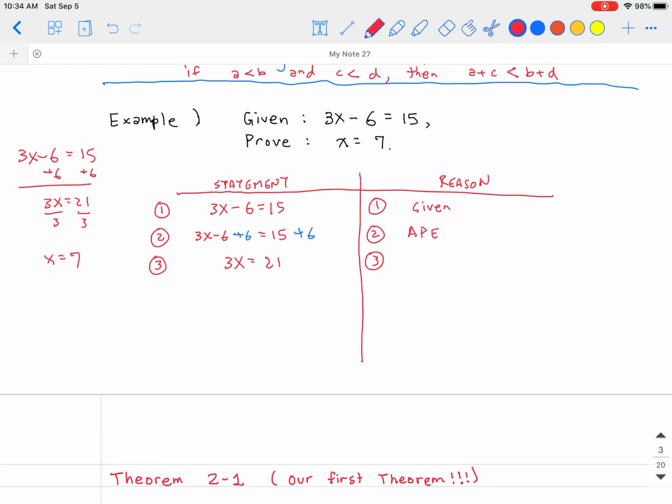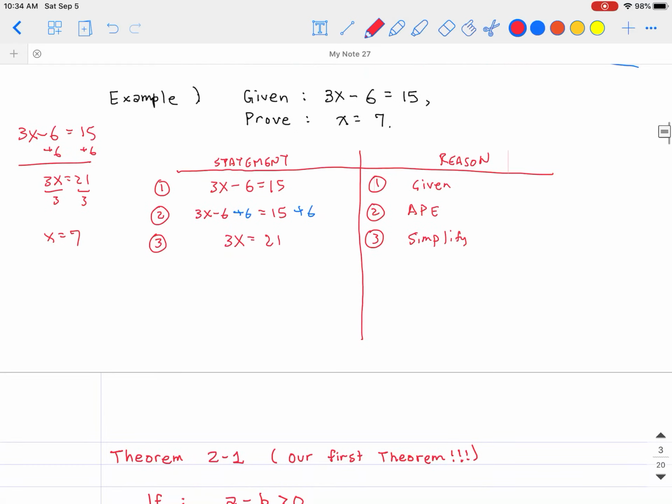Next, we're going to clean this up a little bit. So we have 3x is equal to 21. So for step 3, we can say simplify, because anything where you're just adding some numbers, subtracting some numbers, multiplying the number, cleaning it up basically, we'll just call it simplify. Okay, so that falls into that category.